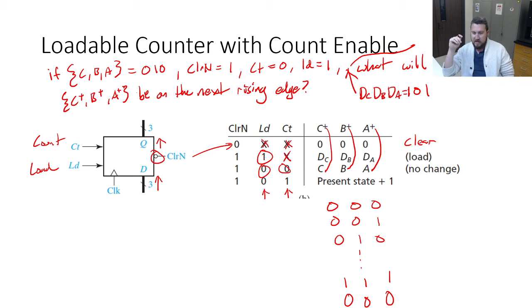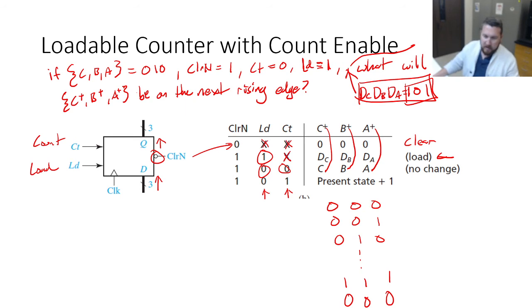Kaylee says, well, wouldn't it stay the same because count is 0? Count is 0, but what is load equal to? In this question, load is equal to 1. Yeah, so it'd be 1, 0, 1. If load is equal to 1, then we're doing the load condition, which means we're going to grab whatever these are, which in this case is 1, 0, 1. Yep. So there we go. That'd be answer choice B. DC DB DA equals 1, 0, 1. All right, any questions about that question?